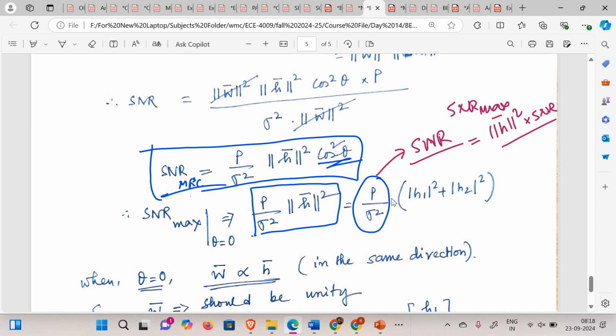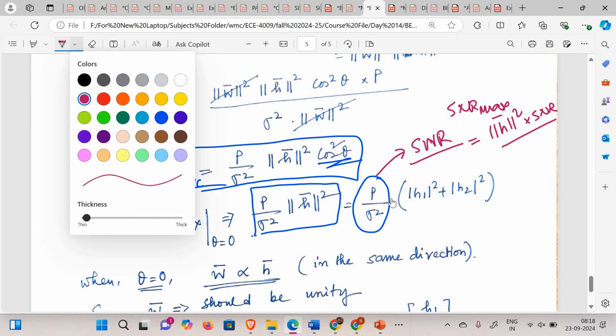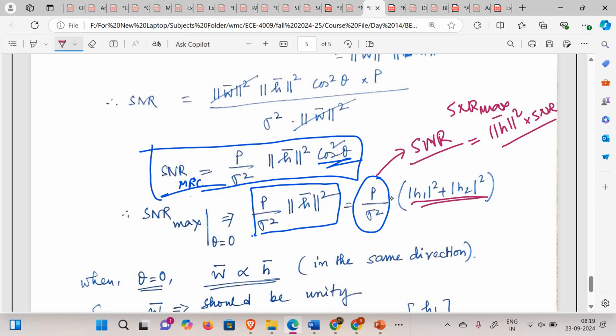Keeping that in mind, we found that SNR max can be given by a relationship P by sigma square times normalized H square, and in that part you can see how we calculate it. If there are two paths with coefficients h1 and h2, we will have the absolute values h1 square and h2 square. In the general case, this needs to be extended to L number of paths. We will see that today.